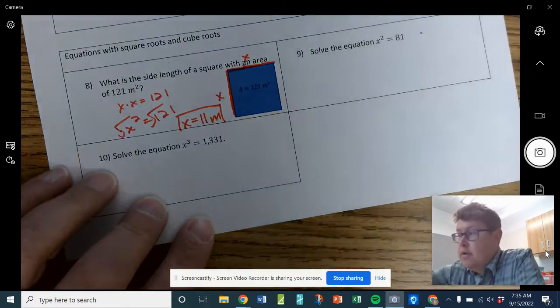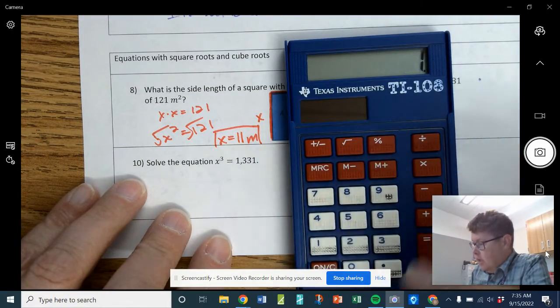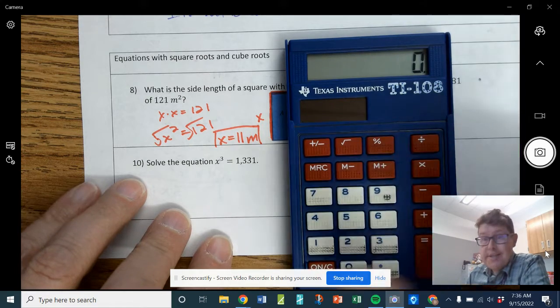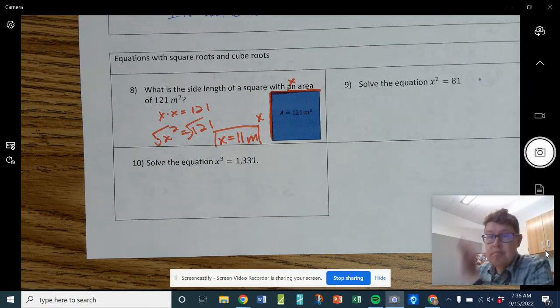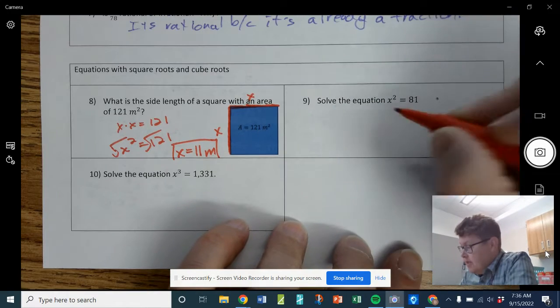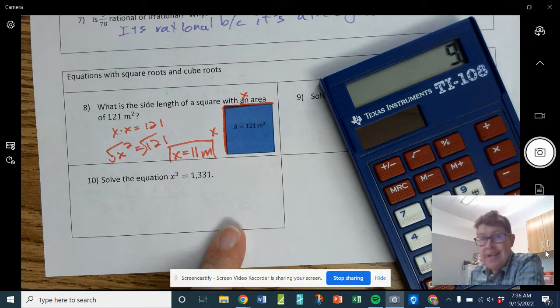Right, you can use your calculator to do that. Let's show you how to do that. 121. Square root is 11. You've also got lists in your notes. You've also got the list on the wall. And then we just jump to the equation right here. We do the exact same thing here and here. 81 square root is 9.